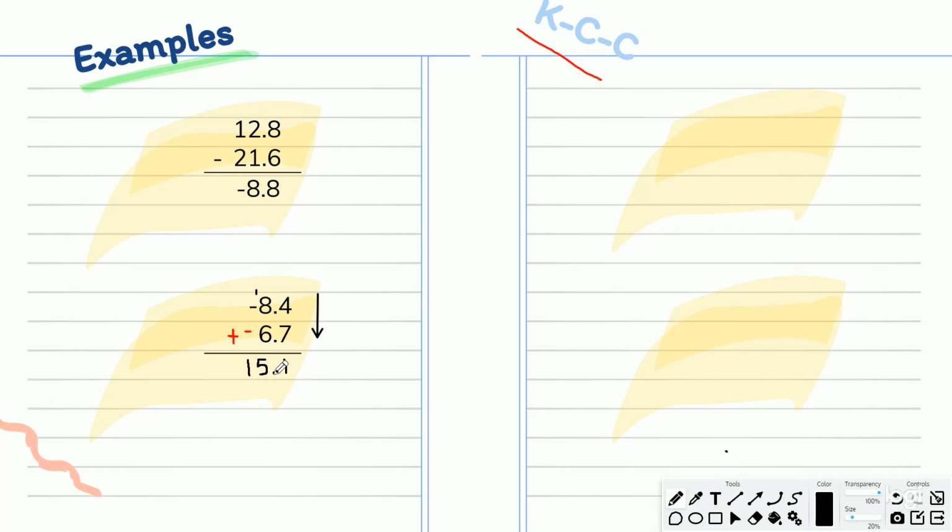So I have 15.1. The third step again, do I have a decimal point? Yes, I do. And then I need to check my sign. My common sign, both of them were negative, so my answer is also going to be negative. So my answer is negative 15.1.